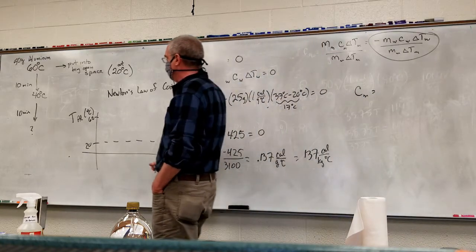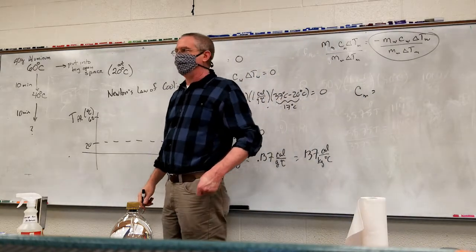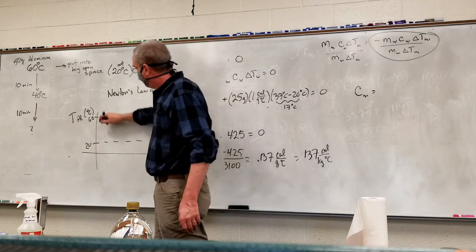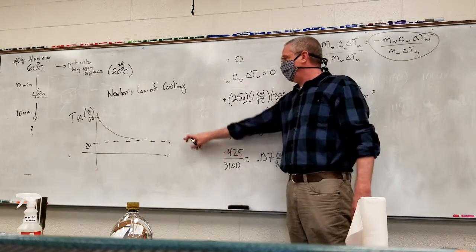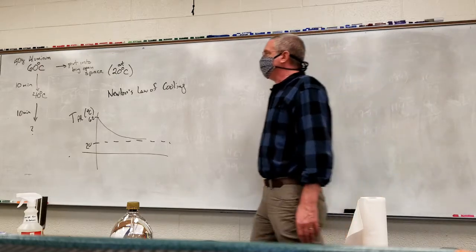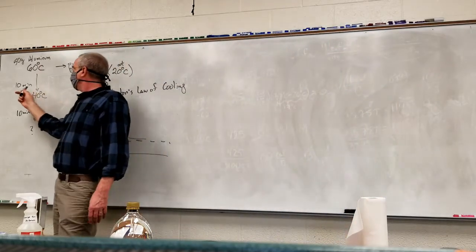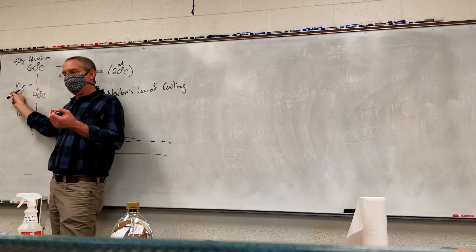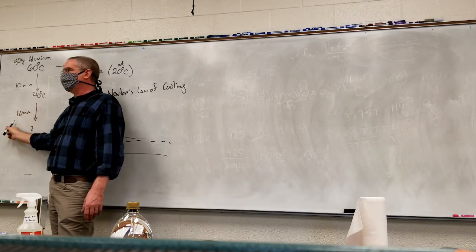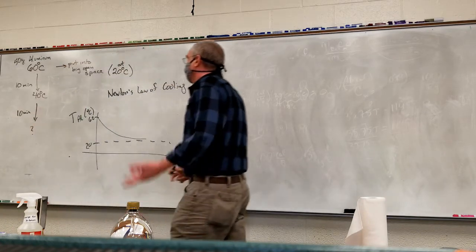What Newton claimed is that it will get closer and closer. At some point, we can't differentiate it, but it actually curves as it gets closer and closer. This is an asymptote. And he makes the claim that the aluminum is going to lose the same percentage of temperature in the same time increment. So let's think about that.